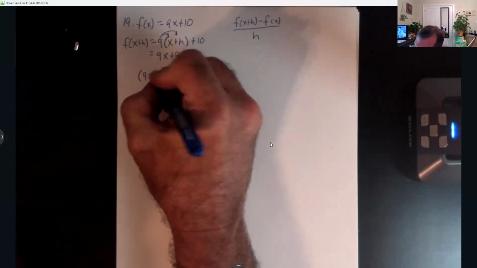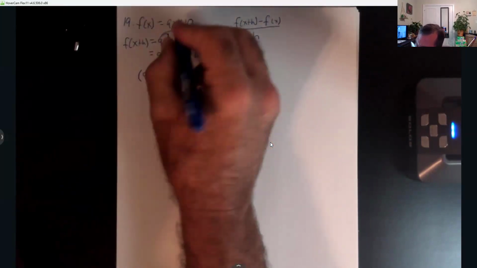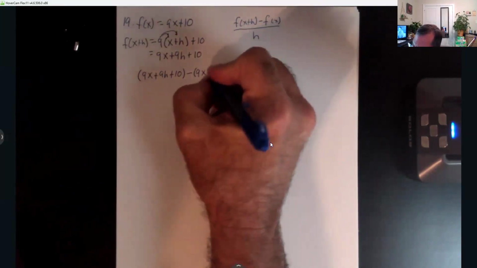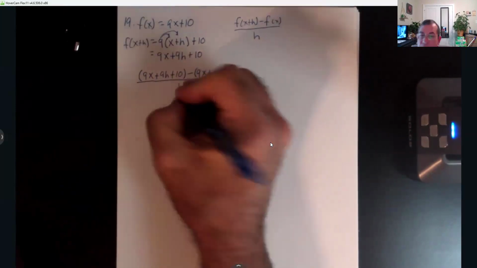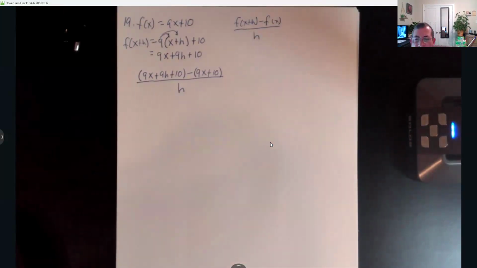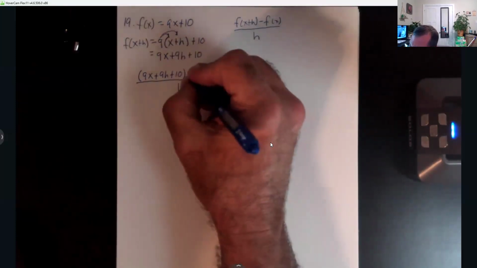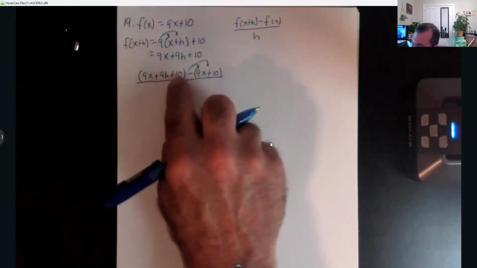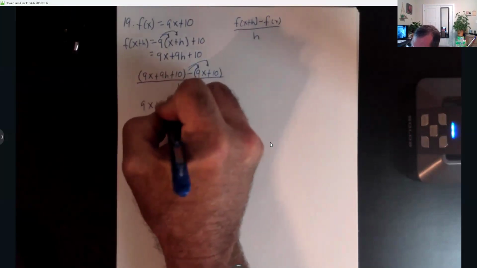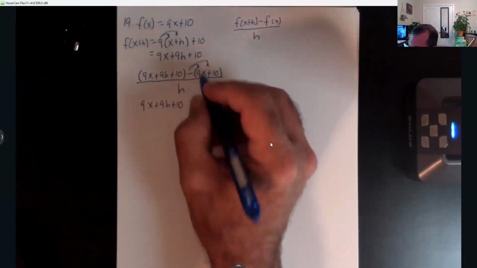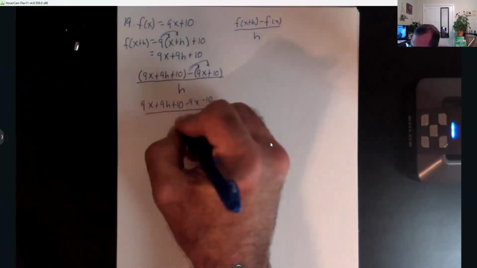So I'm going to plug them into the formula. f of x plus h minus f of x, which is 9x plus 10, all over h. So now what you got, a 9? That looks pretty good. Because y'all remember, I'm going to get rid of parentheses by distributing the negative. So 9x plus 9h plus 10 minus 9x minus 10 over h.